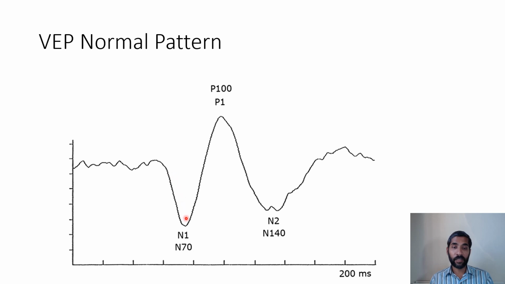Based on this response, we know that if your neurological system is working well, 100 milliseconds after the stimulus, you should get a peak. 70 milliseconds after the stimulus, you should get a negative peak, and there's a second negative peak at 140 milliseconds. Looking at that for different people can tell you whether your visual system is working well or not.